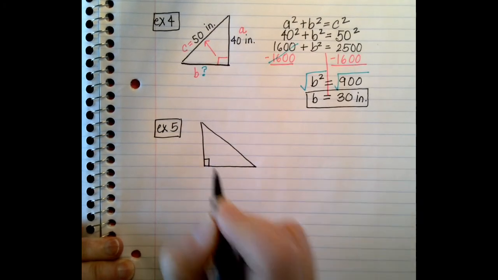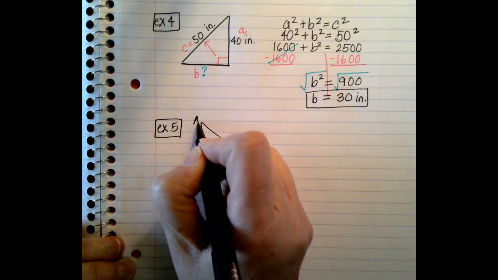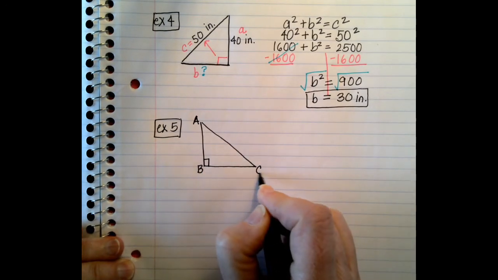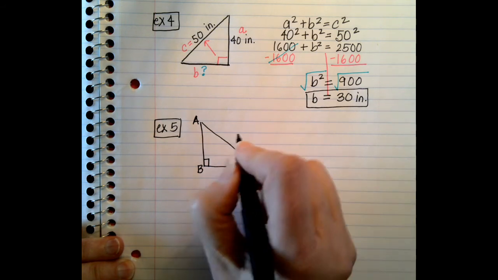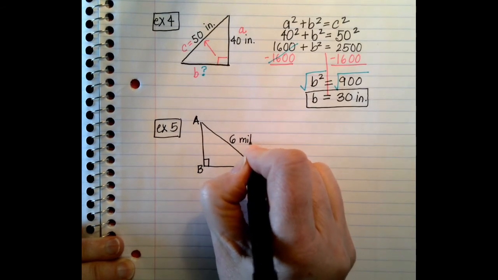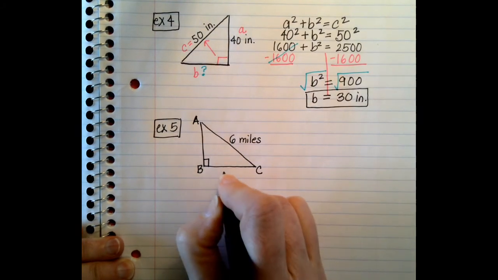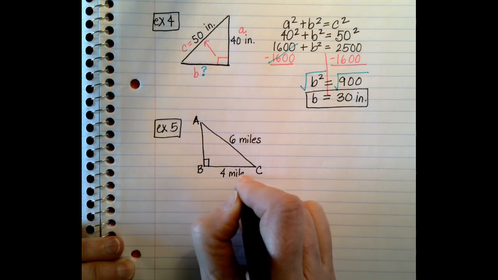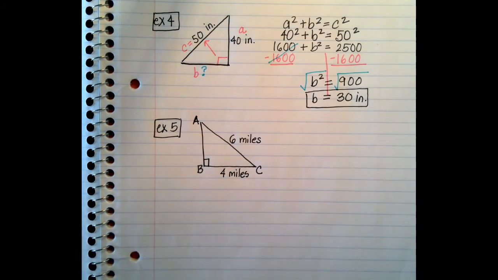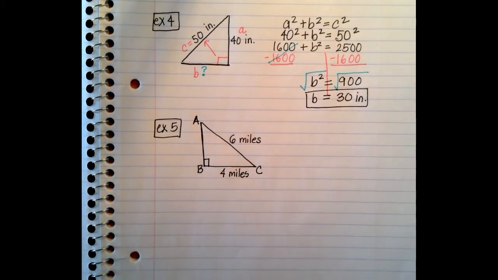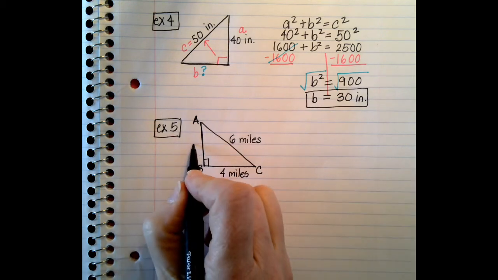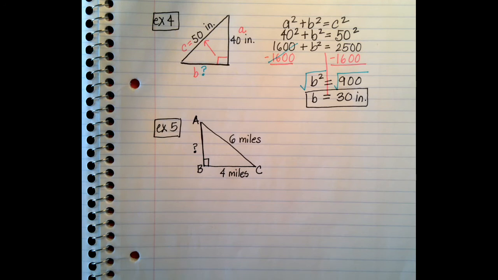Again, I've got my right angle. And they label it like this, which is very common to the way we label a triangle. We label the points, or the angles, A, B, and C. They tell me that this length here is 6 miles, and this length here is 4 miles. So this would be considered side AB, or between points A and B. Which of the following is the closest to that distance? So what I'm looking for is this length right here.